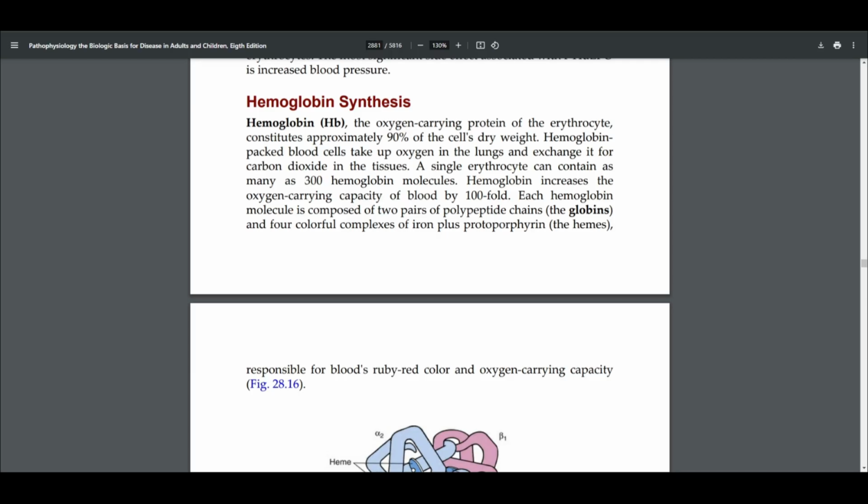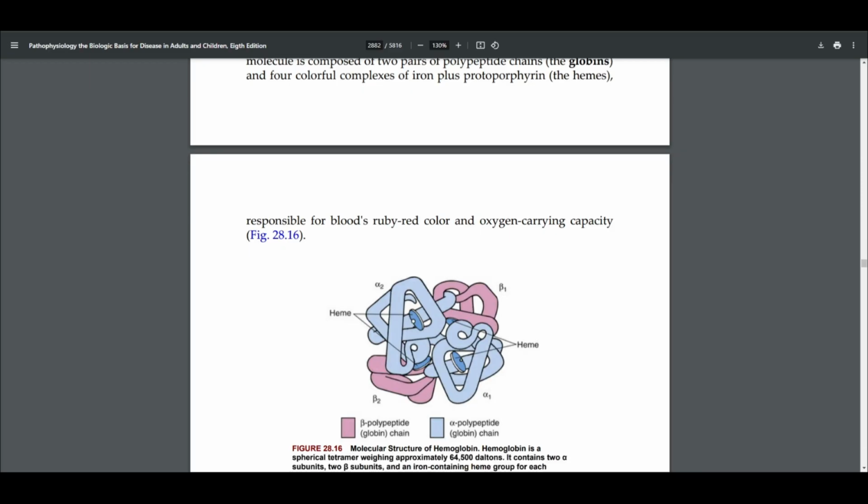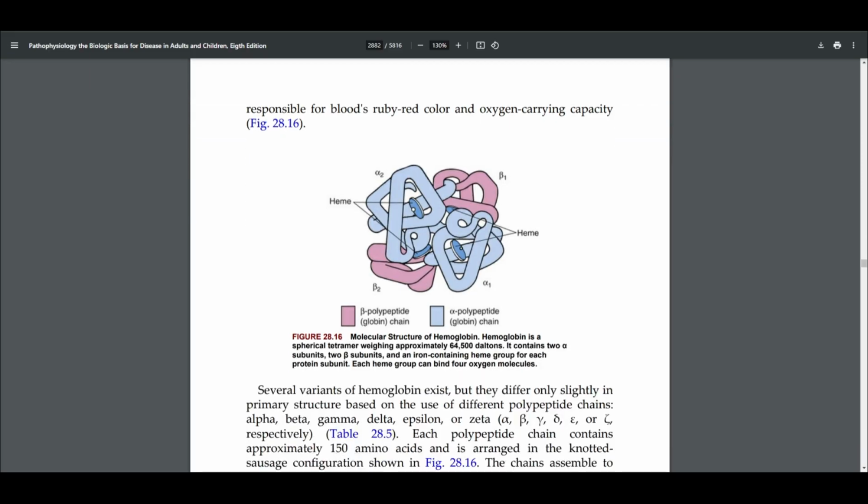Each hemoglobin molecule is composed of 2 pairs of polypeptide chains and 4 colorful complexes of iron plus protoporphyrin, responsible for blood's ruby red color and oxygen-carrying capacity. So here you're taking a look at the structure of hemoglobin.